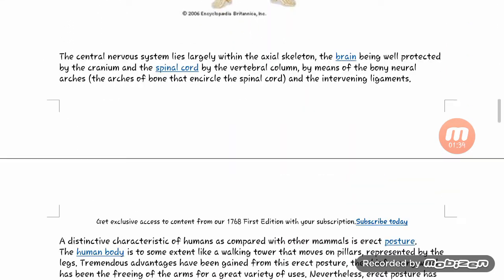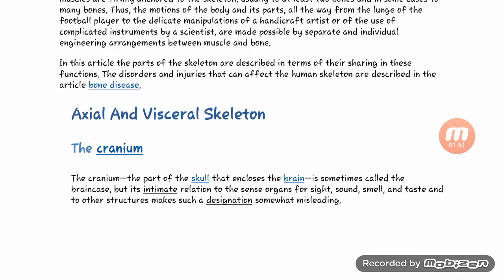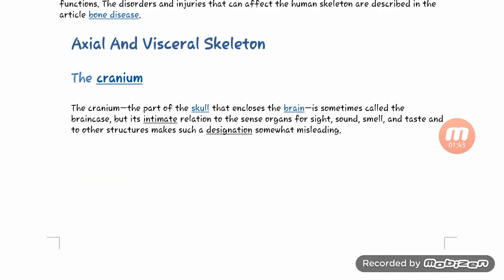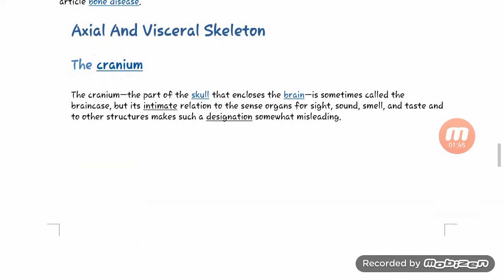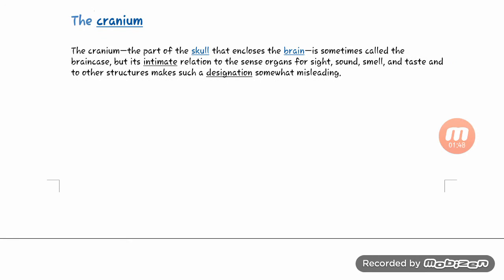So let's start with the axial skeleton. First, the cranium. The cranium, the part of the skull that encloses the brain, is sometimes called the brain case.